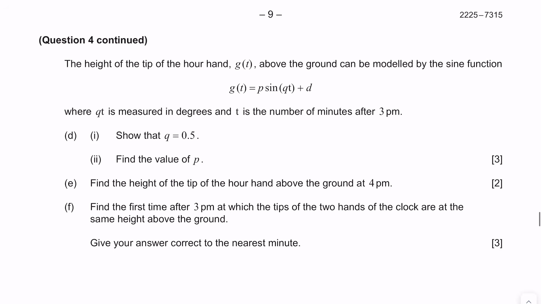Question 4, continued. The height of the tip of the hour hand, g of t, above the ground can be modeled by the sine function. g of t is equal to p sine qt plus d, where qt is measured in degrees and t is the number of minutes after 3 p.m. Show that q is equal to 0.5.